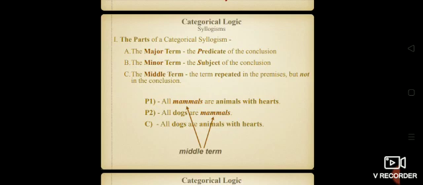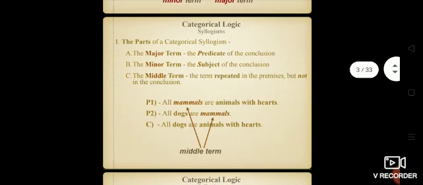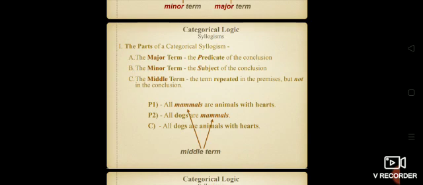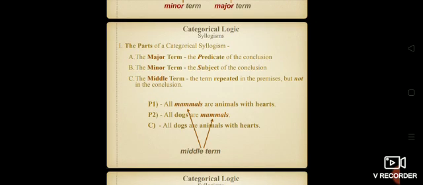Minor means P2. So in P2, what is the subject? All dogs. In P1, what is the predicate? Animals with hearts. So all dogs are animals with hearts. In this way we can find out the conclusion.